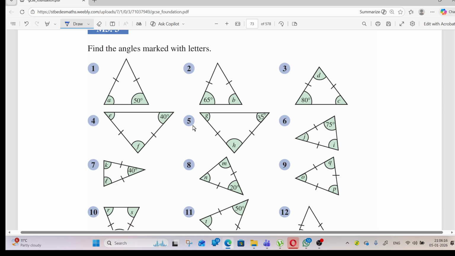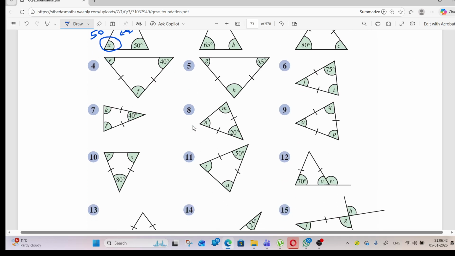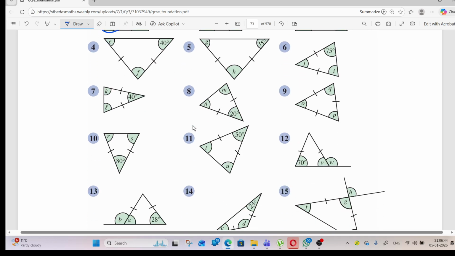Can you tell me how much is angle A if this is an isosceles triangle, because you can see these two sides are equal? 50. Yes, 50. Good. So remember, for an isosceles triangle, the sides which are equal, their opposite angles are equal, like this and this. Now let's try this one, number 5.